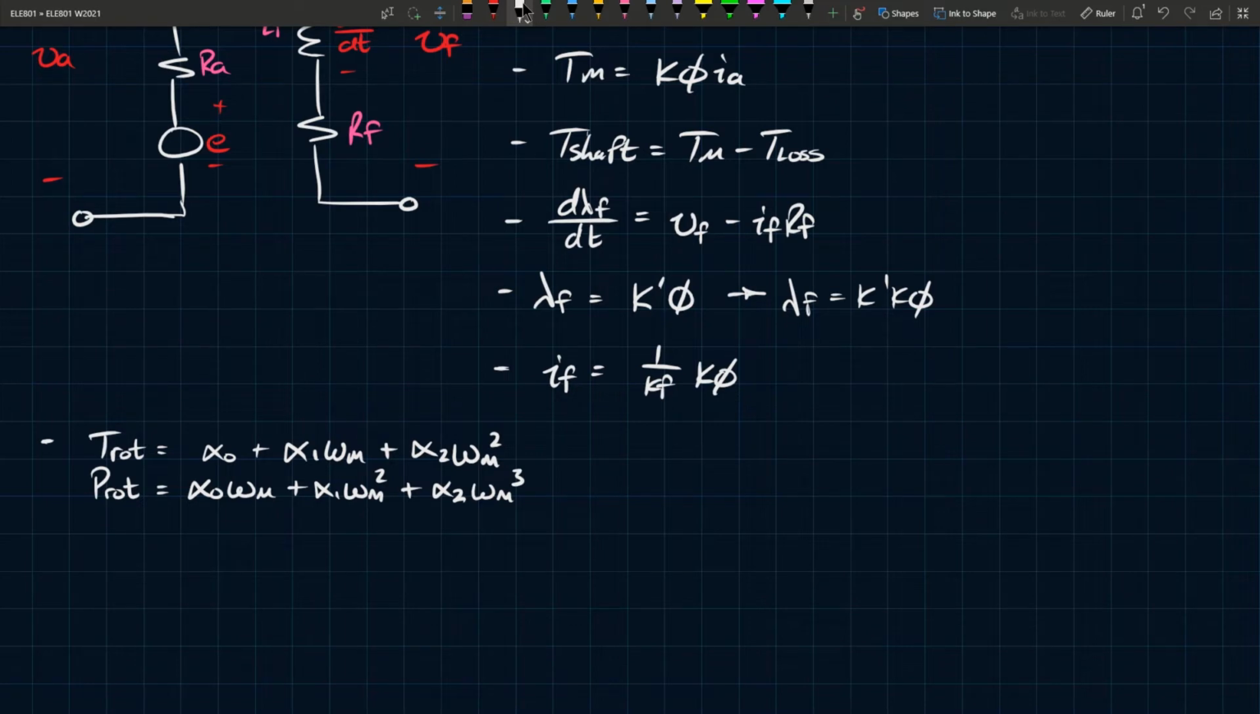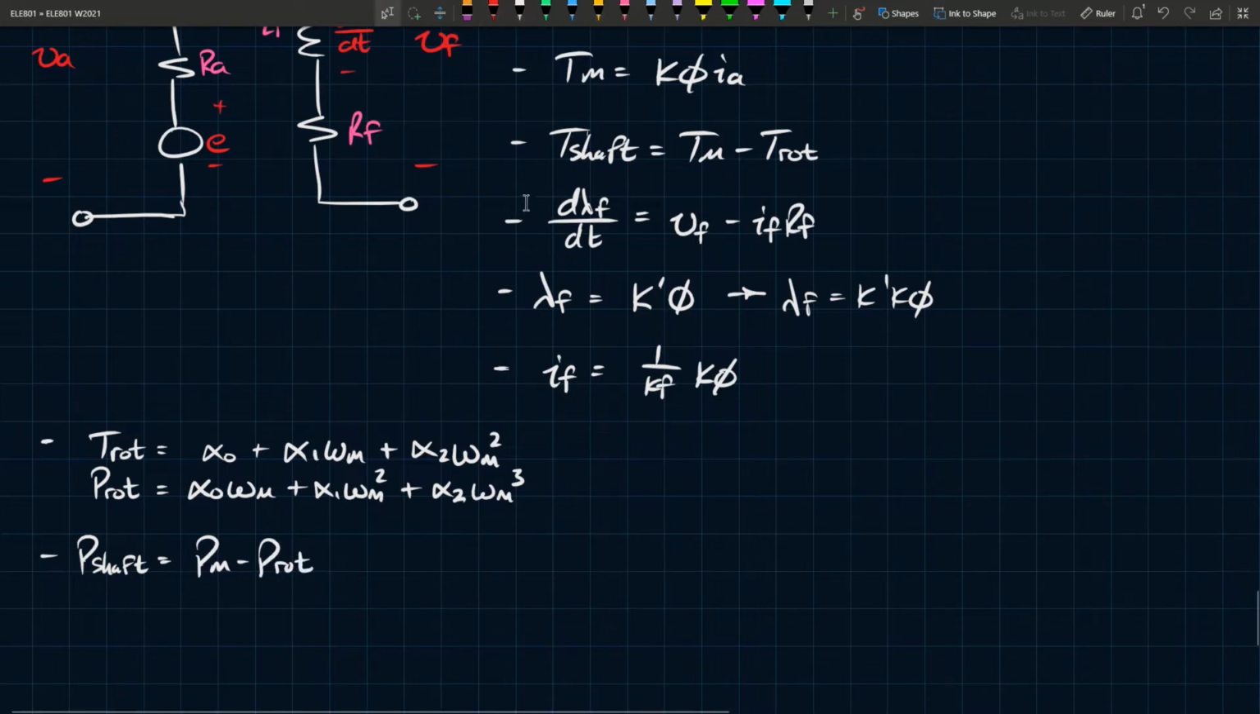In the shaft equation, we called it loss there, so maybe we can get rid of this and say rot instead, because it's for rotational losses. And that's what these two things are. These are rotational losses. Therefore, you can say that P shaft is equal to PM minus the rotational losses there.